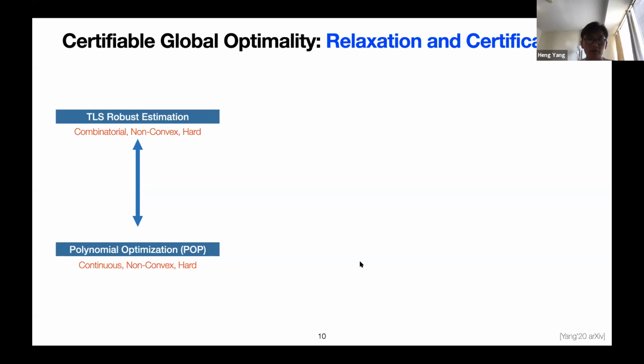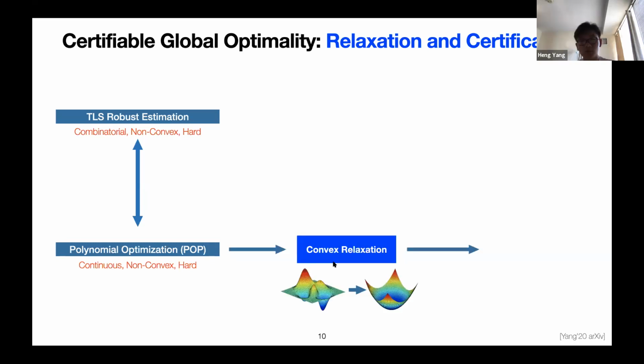One way of designing this is to directly tackle the polynomial optimization problem. What we're going to do is relax this non-convex problem to a convex one, which we call convex relaxation, already talked about a lot in the previous talks. And by solving this convex relaxation, which usually becomes a semi-definite programming, you can obtain an estimate, but at the same time you can get a certificate of when the solution is the global optimal solution.